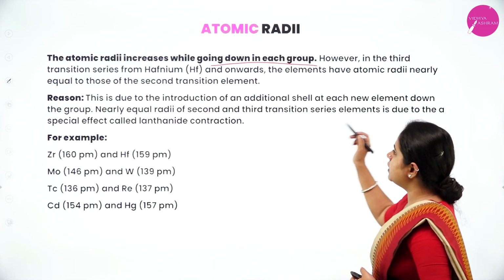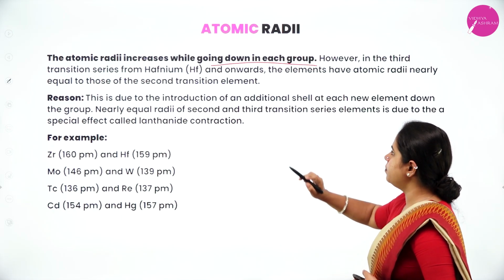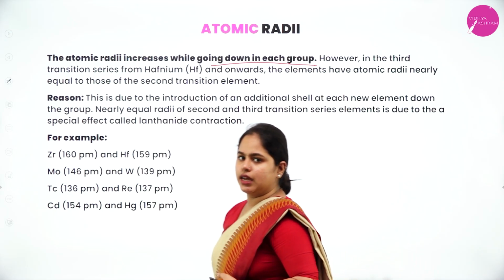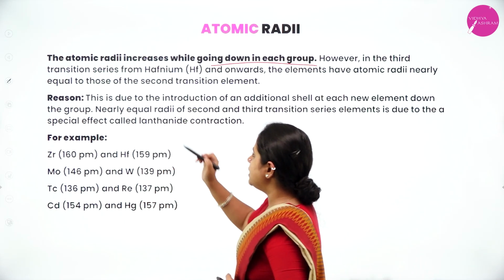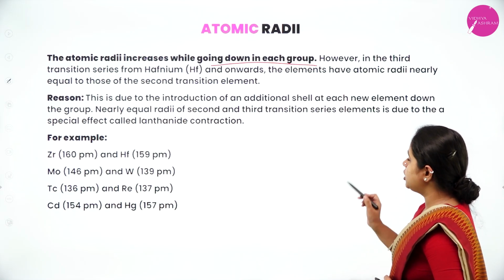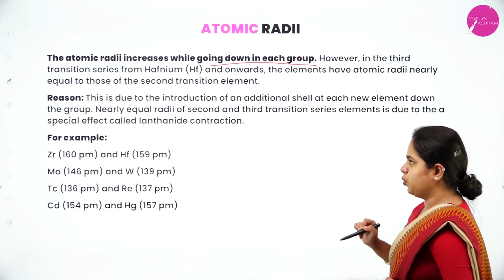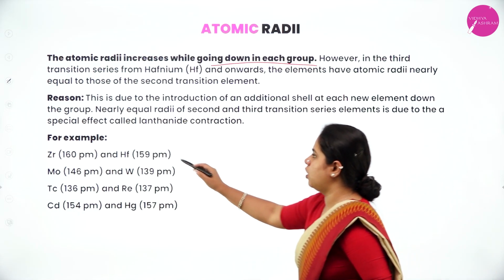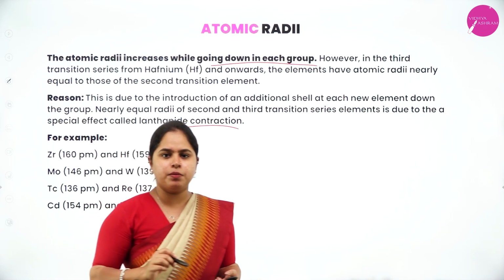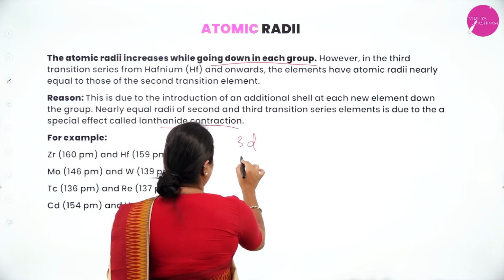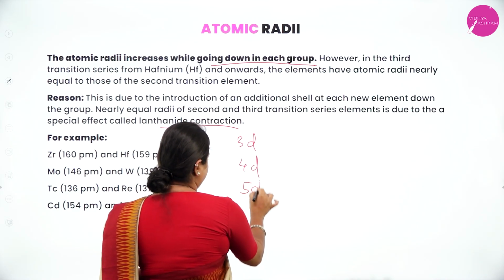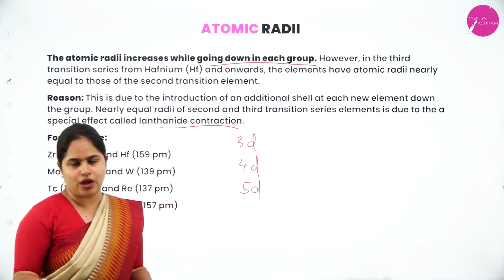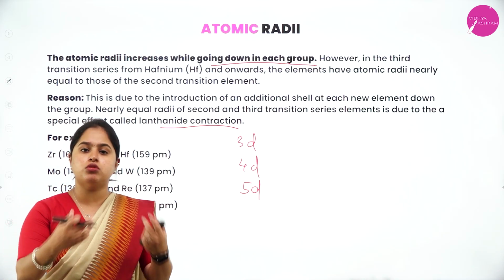However, in the third transition series from hafnium onwards, the elements have atomic radii nearly equal to those of the second transition elements. The reason is the introduction of an additional shell at each new element down the group. Nearly equal radii of the second and third transition series elements is due to a special effect called lanthanoid contraction. That means you have the 3d series, the 4d series as well as the 5d series. So what does this sentence mean? As we move down the group, the atomic radii should increase because new shells are introduced.